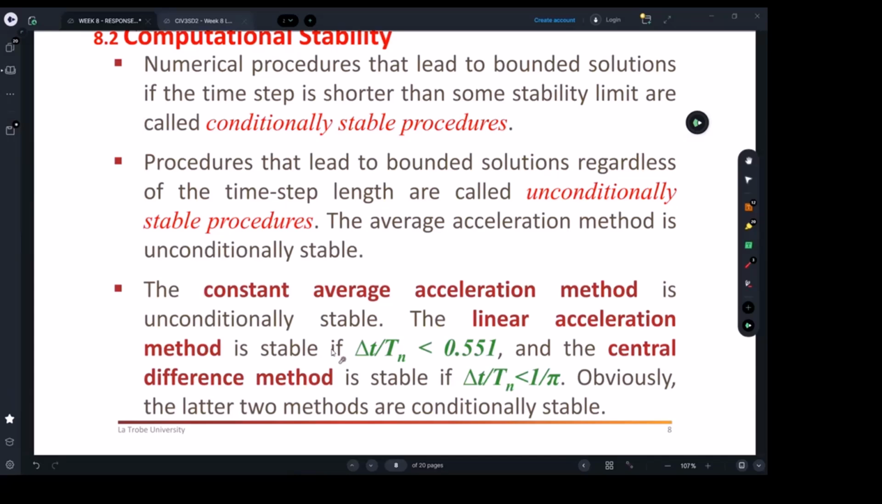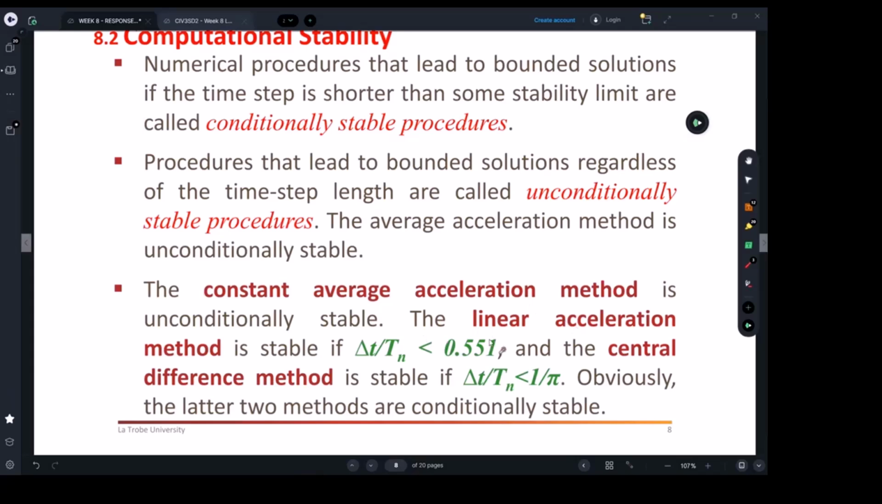So, talking about the constant average method, this one is unconditional, but still you have to check the accuracy of what you're doing by changing the time step to smaller and smaller until you start getting constant results. That means these results are the correct final results.